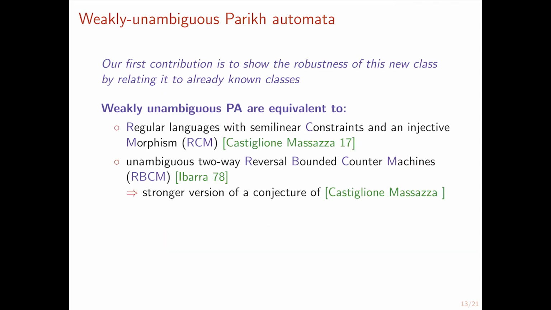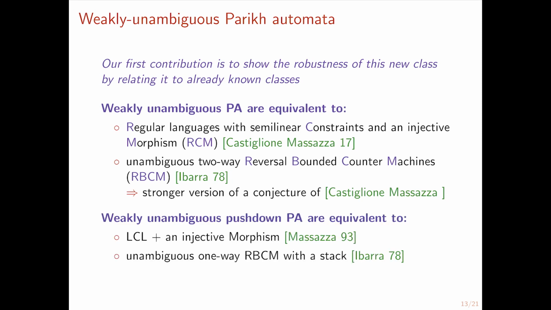Our first contribution was to relate this class of automata to existing classes. We showed that it corresponds to the class introduced by Castiglione and Massazza, and to the class of unambiguous reversal-bounded counter machines introduced by Ibarra. From a technical point of view, this last equivalence is not surprising, as it holds in the non-deterministic case. However, it proves a stronger version of the conjecture of Castiglione and Massazza. In the presence of a stack, we obtain similar correspondences. However, from the technical point of view, the translations are much more involved.